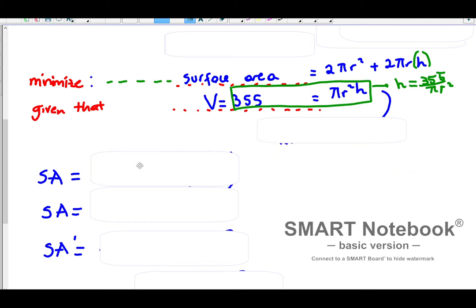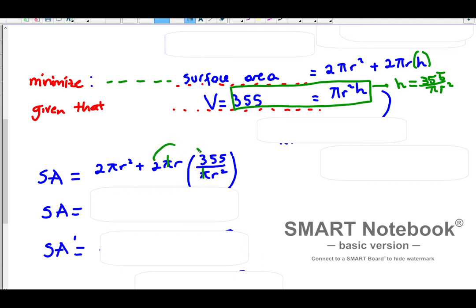we're going to get surface area equals 2 pi r squared. That part doesn't change. And then 2 pi r times h, and instead of h, I'm plugging in 355 over pi r squared. And we've seen examples like this where we understand it's easier to simplify this first as opposed to trying to use the product rule or the quotient rule to differentiate. So notice first of all, the pi's can be canceled. Then r over r squared will leave an r in the denominator.